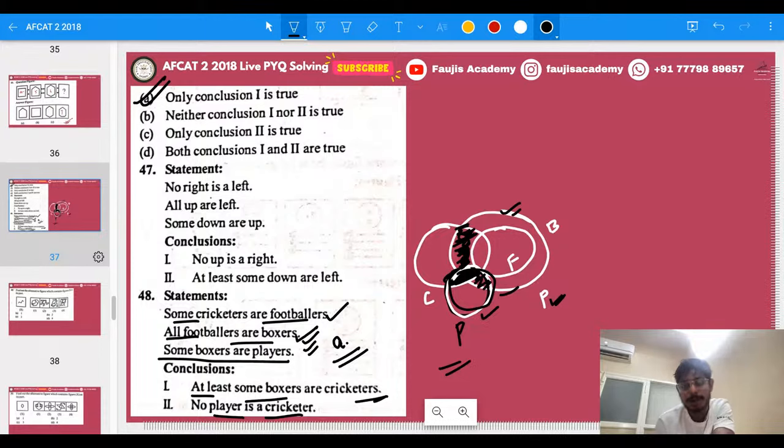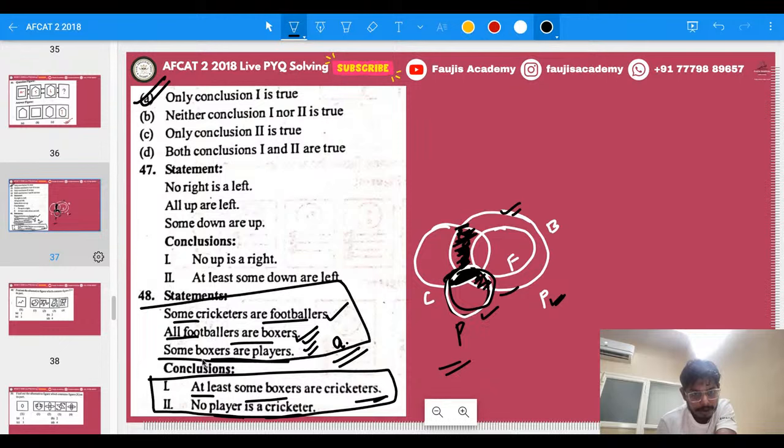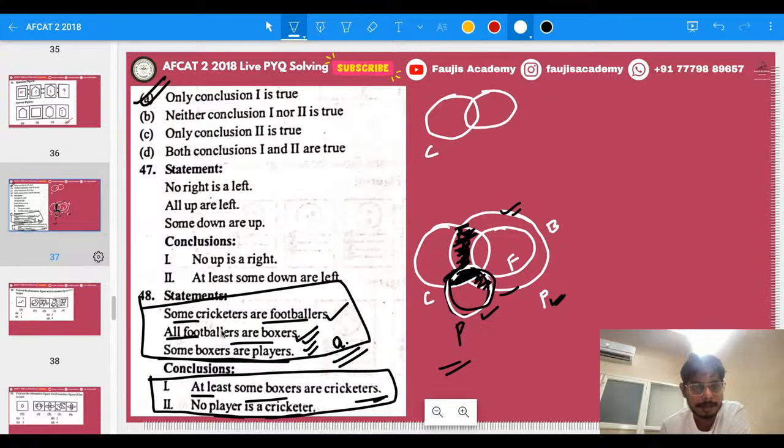Yes, it could be, but they did not give it deliberately. The answer lies in the fact: can you prove these wrong? Even if they did not give it deliberately, even if we are drawing it this way, we are following all the given premises, right? Are we not fulfilling all the premises? This is the cricketer. This is the footballer. Some cricketers are footballers. And all footballers are boxers.